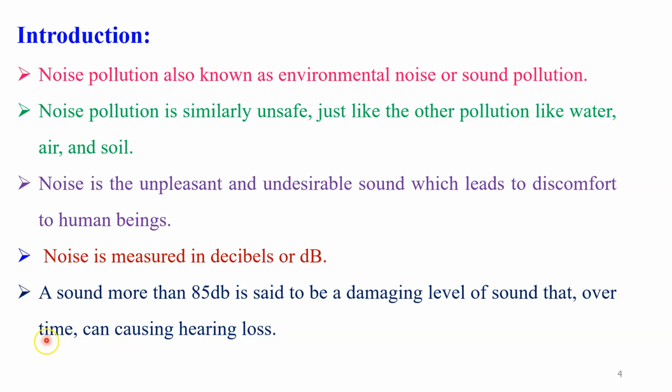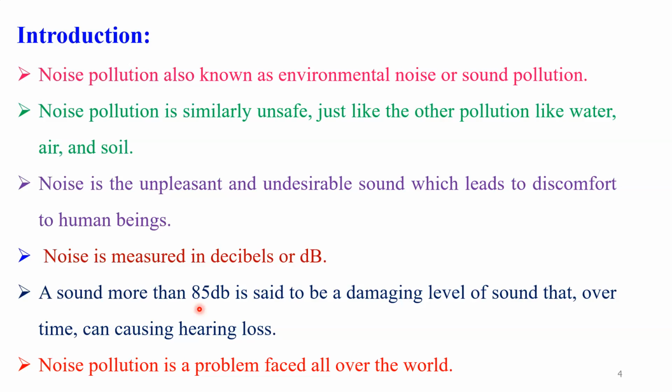Dear student, a sound of more than 85 dB is said to be a damaging level of sound that over time can cause hearing loss. It means what? When the intensity of the sound is increased more than 85 dB or decibel, then it is not good for the human being and other biotic factors that are present on the surface also. Therefore, it is very important. If it is more than 85 dB, then yes, this is very harmful for the human being and other living things also. Dear student, noise pollution is a problem faced all over the world.